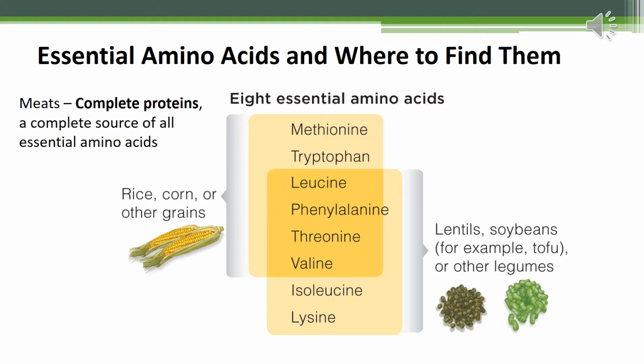This chart shows the essential amino acids and which foods we can find them in. Now, if you eat meat, you're good for your essential amino acids because meats are complete proteins because they are a complete source of all essential amino acids. Now, if you don't eat meat, you're going to have to try a little harder to get your amino acids. So it's suggested that you have a diet of rice, corn, or other grains, along with lentils, soybeans, and other legumes like peanuts. And this would ensure that you get all of your amino acids.